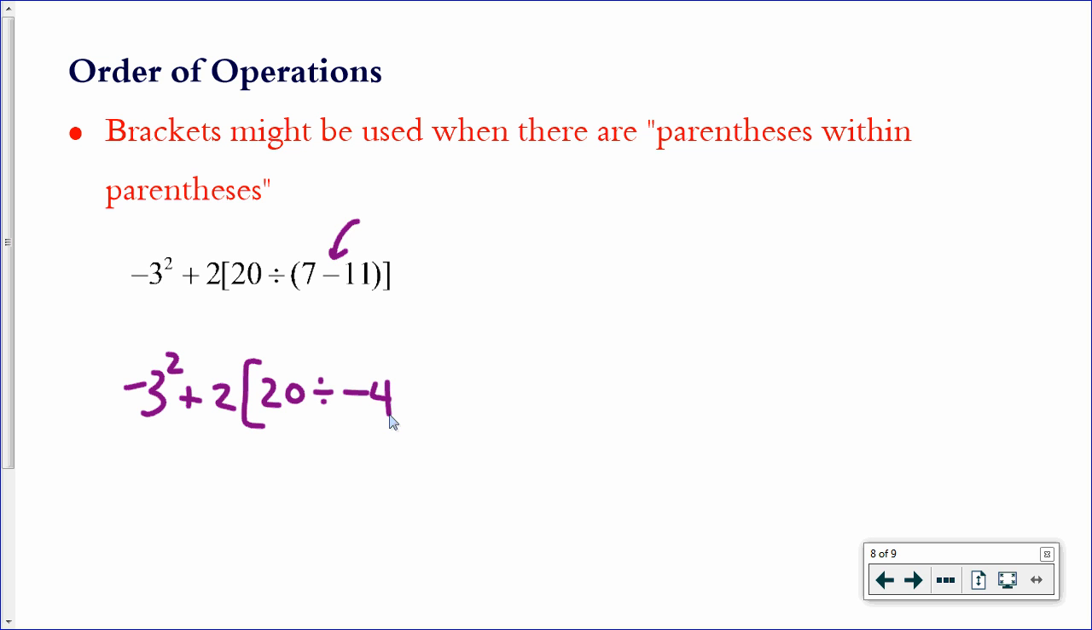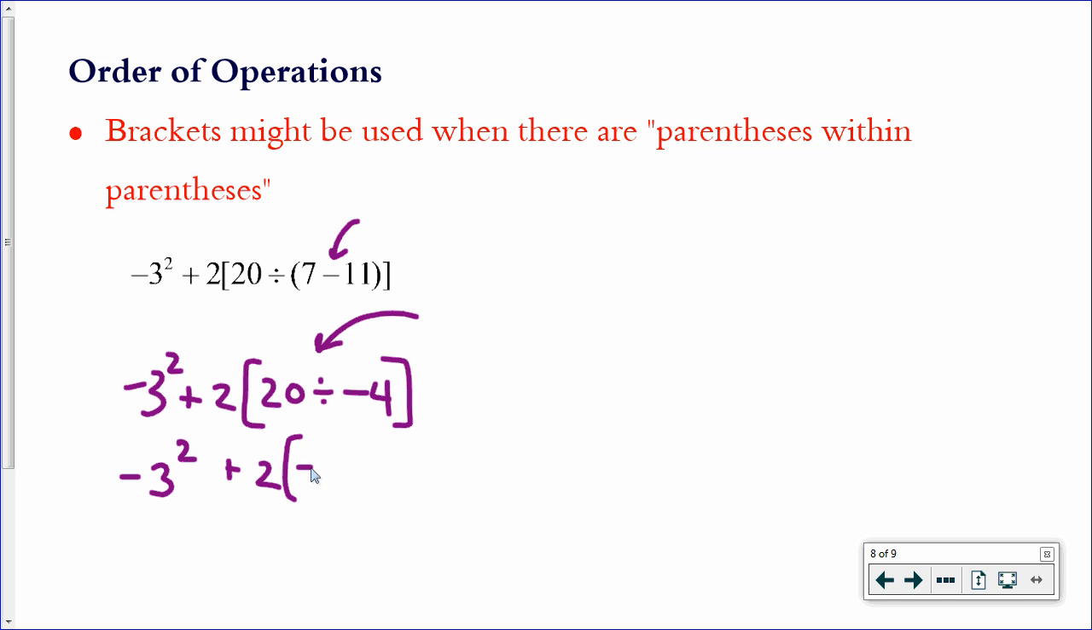I don't need parentheses around it anymore. I just need to close the bracket. I'm still at the grouping symbols step of the order of operations. I have another operation to do inside of a grouping symbol, 20 divided by -4. So notice I've worked from the inside out. -3 squared plus 2. 20 divided by -4 is -5.